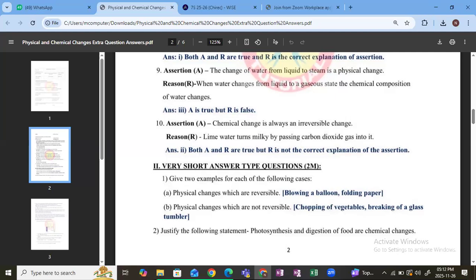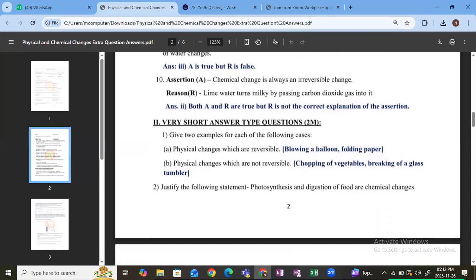Next: justify the following statement. Photosynthesis and digestion of food are chemical changes. How will you justify it? Ma'am, digestion of food, maybe because the insoluble substance will turn into soluble substance. No, because the glucose is breaking up into small substances. Yes, ma'am, the food particles break down into simpler forms with the help of chemicals, like enzymes, the digestive juices, stomach juices, hydrochloric acid that is given out.